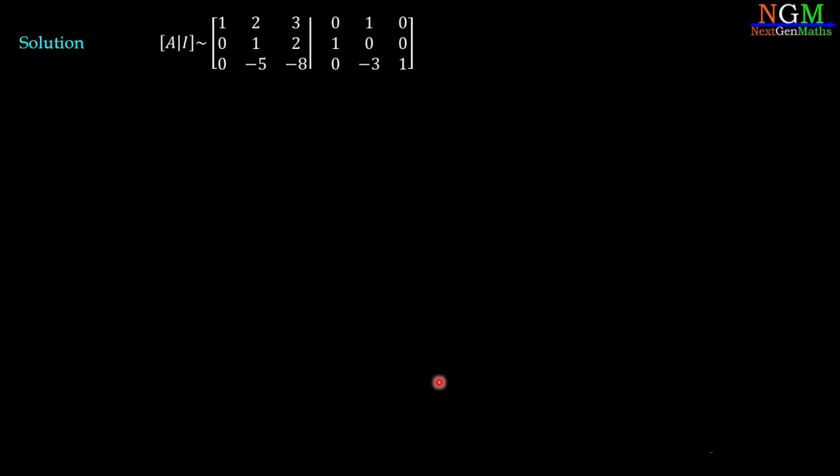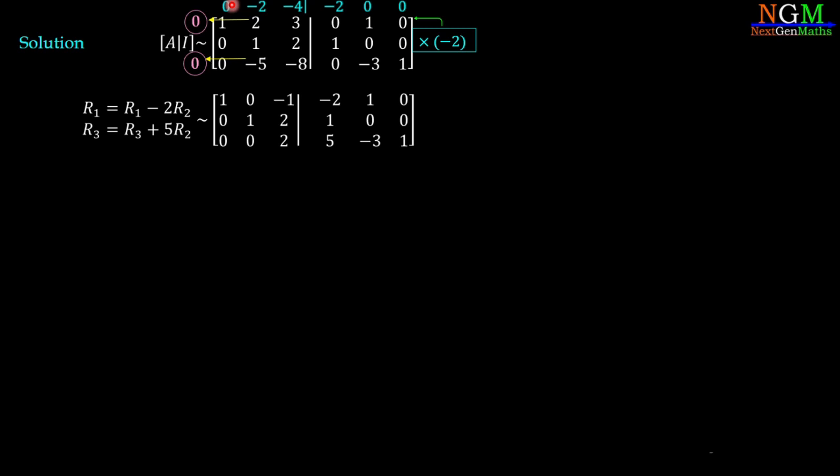Now in the next step, we'll make this 2 entry 0. For that, first we multiply the second row by minus 2 and add it to the corresponding entries of the first row. Then we have 1 plus 0, 1; 2 plus minus 2, 0; 3 plus minus 4, minus 1; 0 plus minus 2, minus 2; 1 plus 0, 1; and 0 plus 0, 0.